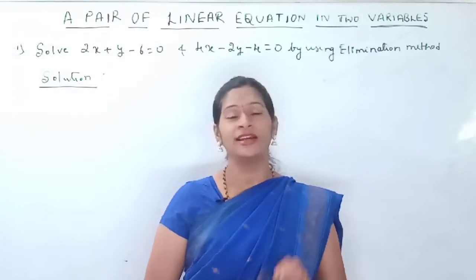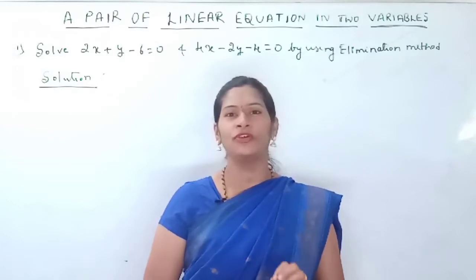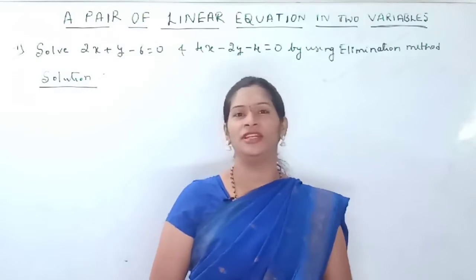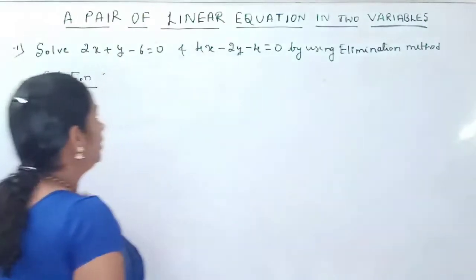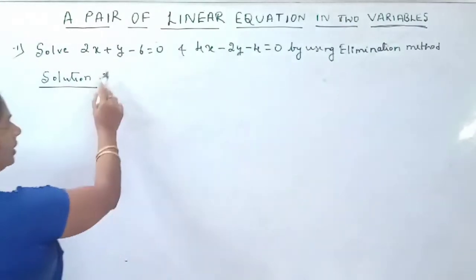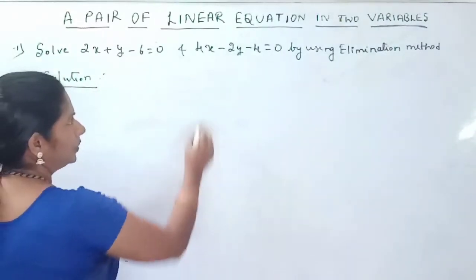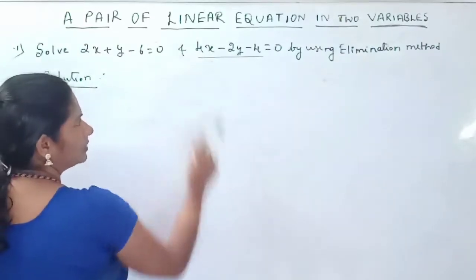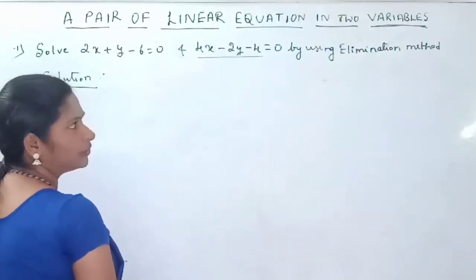Let us discuss how to find a solution for a pair of linear equations in two variables by using the elimination method. I have taken the same example, 2x + y - 6 = 0, and one more linear equation, 4x - 2y - 4 = 0.